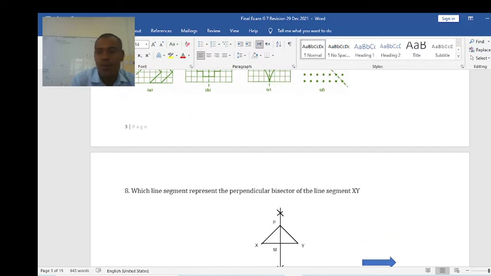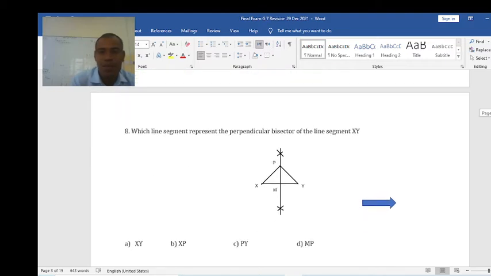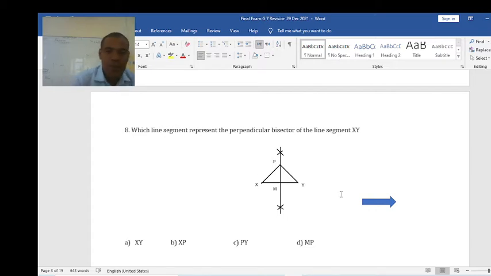Here we have a triangle XPY. Okay, this is the triangle XPY, and this is PM. You see that PM, in fact, is the perpendicular bisector to the line segment XY. I will just read the question.